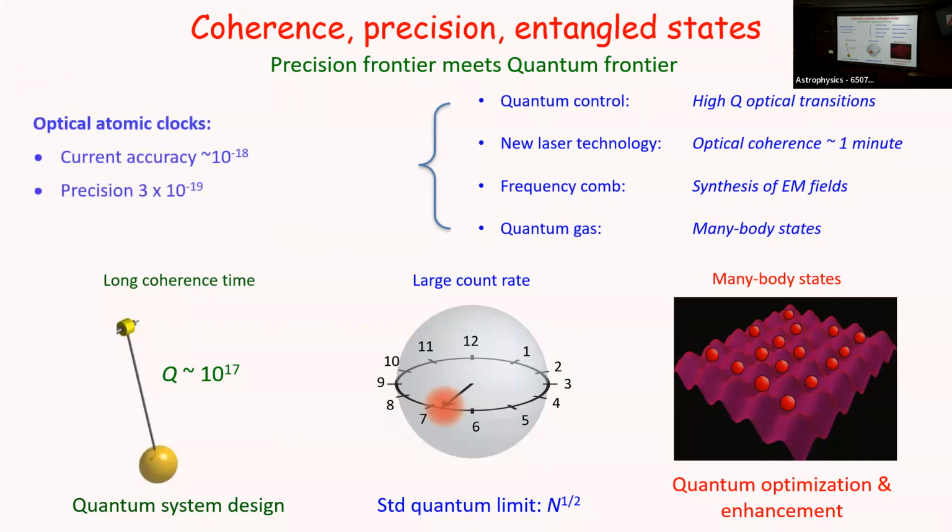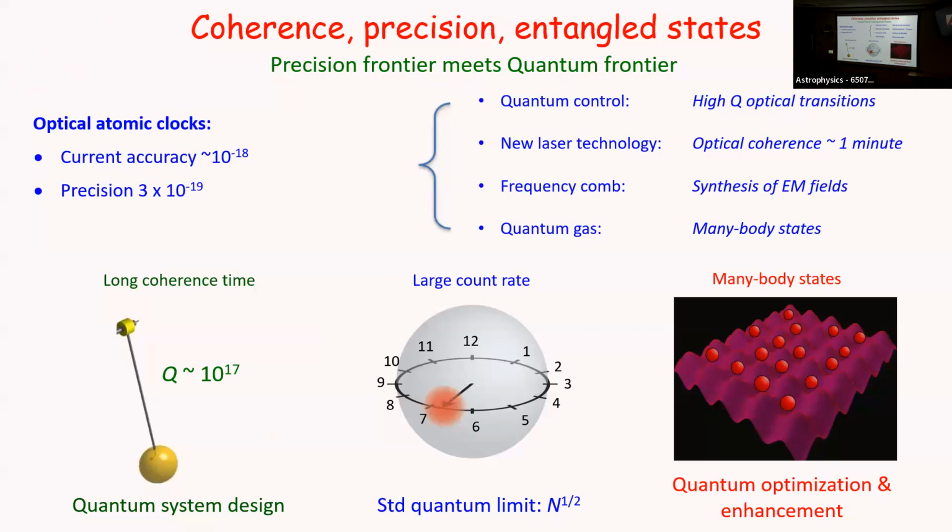So, think about this clock, and as in Ben's introduction about Dan Hall and so on. Over the past three decades, and many of the technologies come out of the Stanford pioneering work, quantum control and quantum state synthesis have allowed us to achieve incredibly high quality factor transitions. New laser technologies allow us to build lasers with coherence time nearly approaching a minute. Frequency combs allow us to synthesize electromagnetic fields and have many unexpected applications for medical science. Quantum gases have brought us many-body states so that we can think about entanglement and so on. All of these things, over the past two or three decades, were frontiers of science. But for clocks right now, these are just cornerstones of technology.